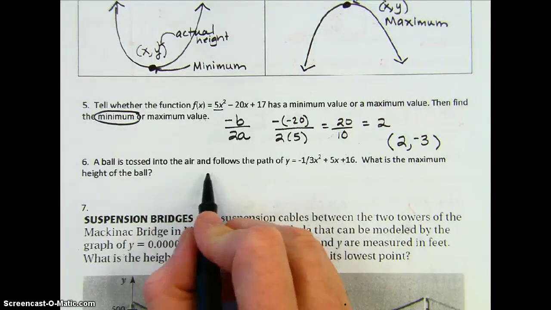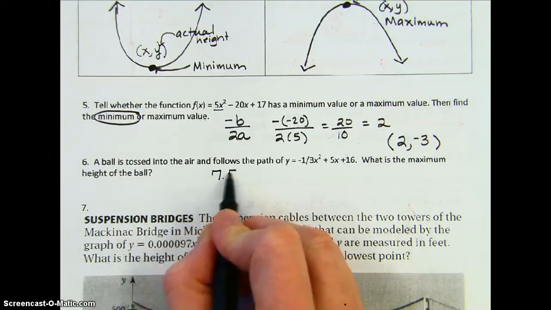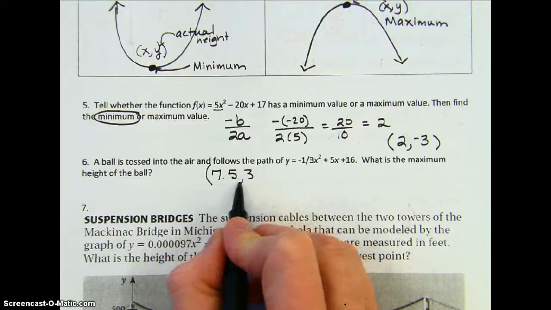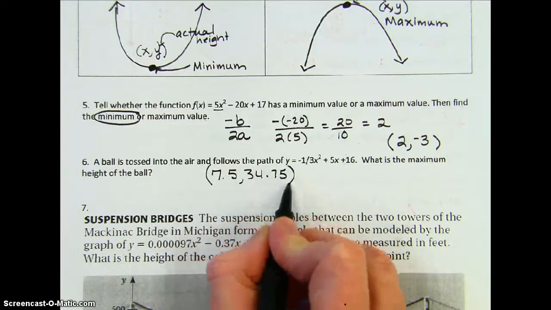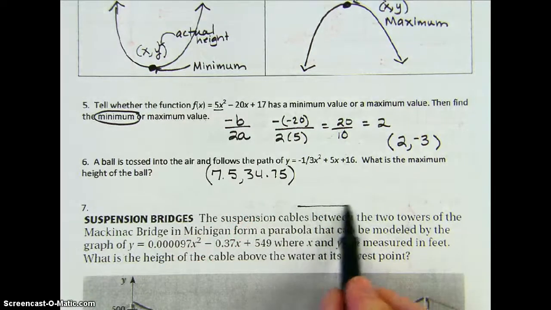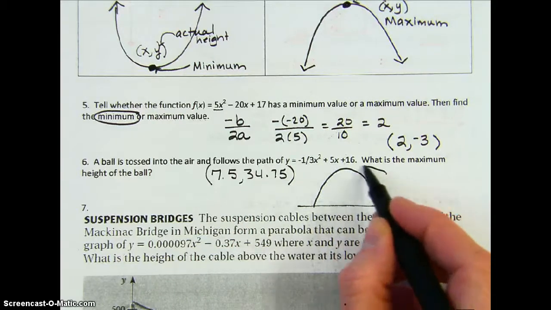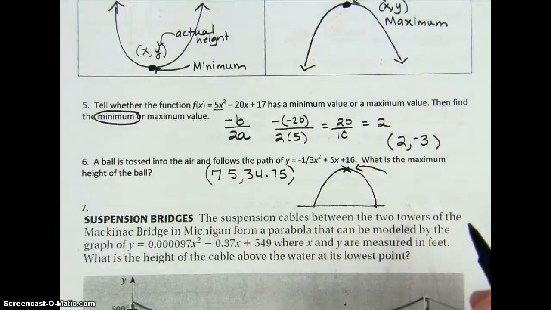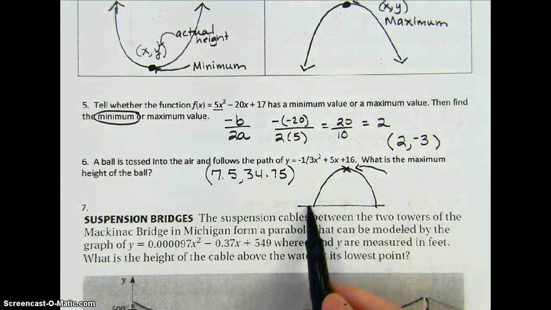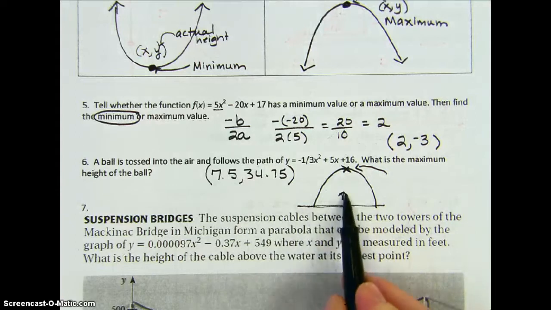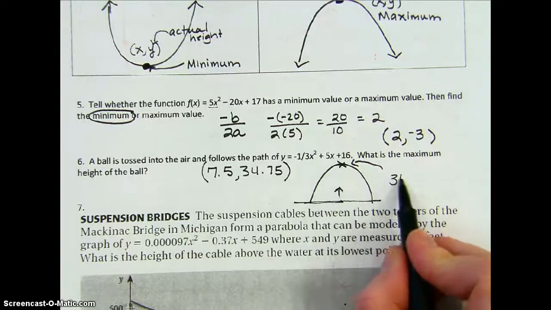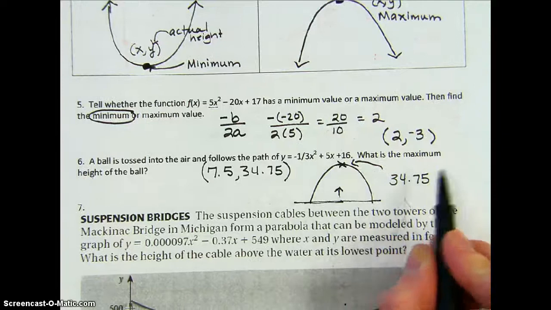Now, when you did your vertex, you should have come out with 7.5 and 34.75. Now, kind of picture this to see what's going on. Okay, the ball is tossed. You're asked for the highest point here. Well, at 7.5 seconds, it was there, but it was up at 34.75 feet.